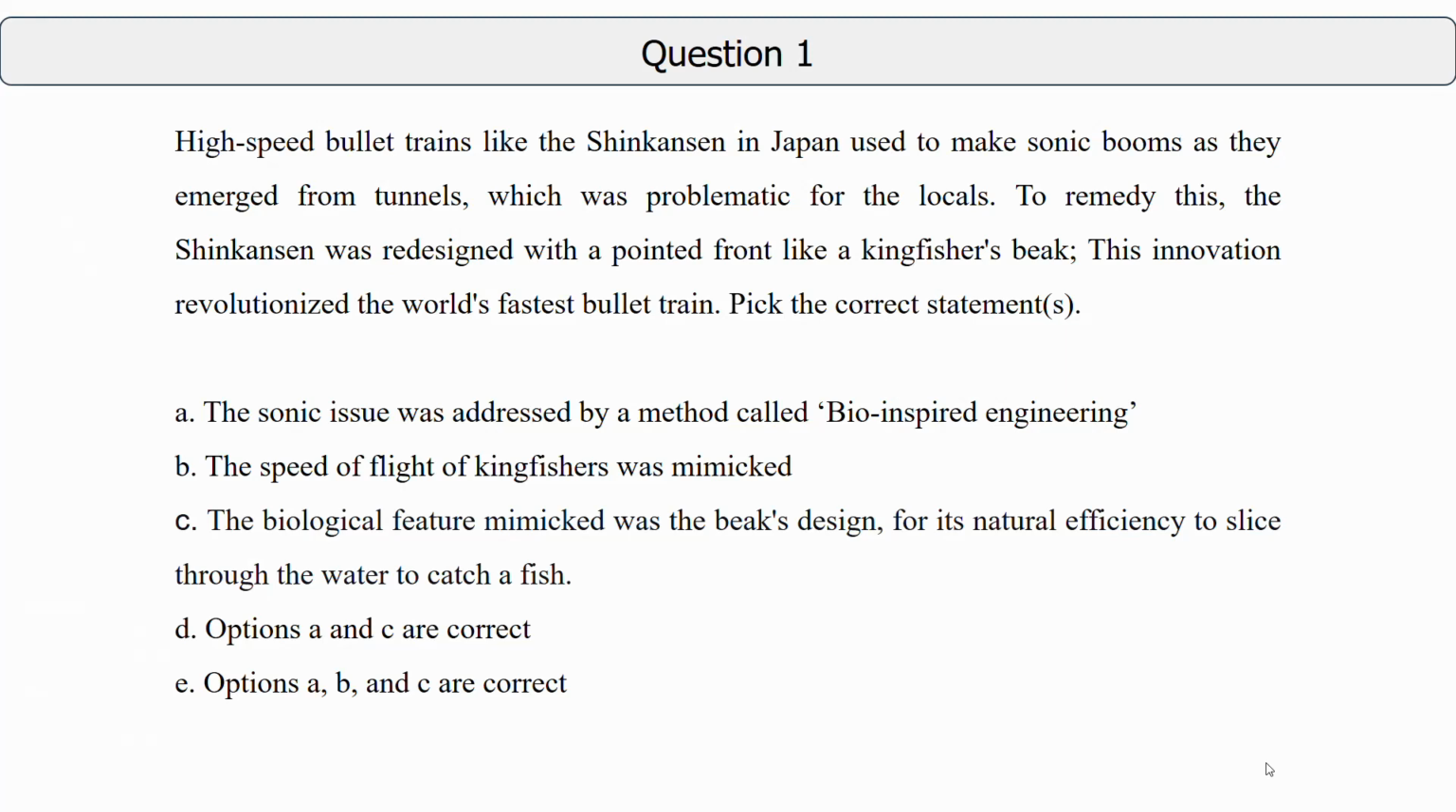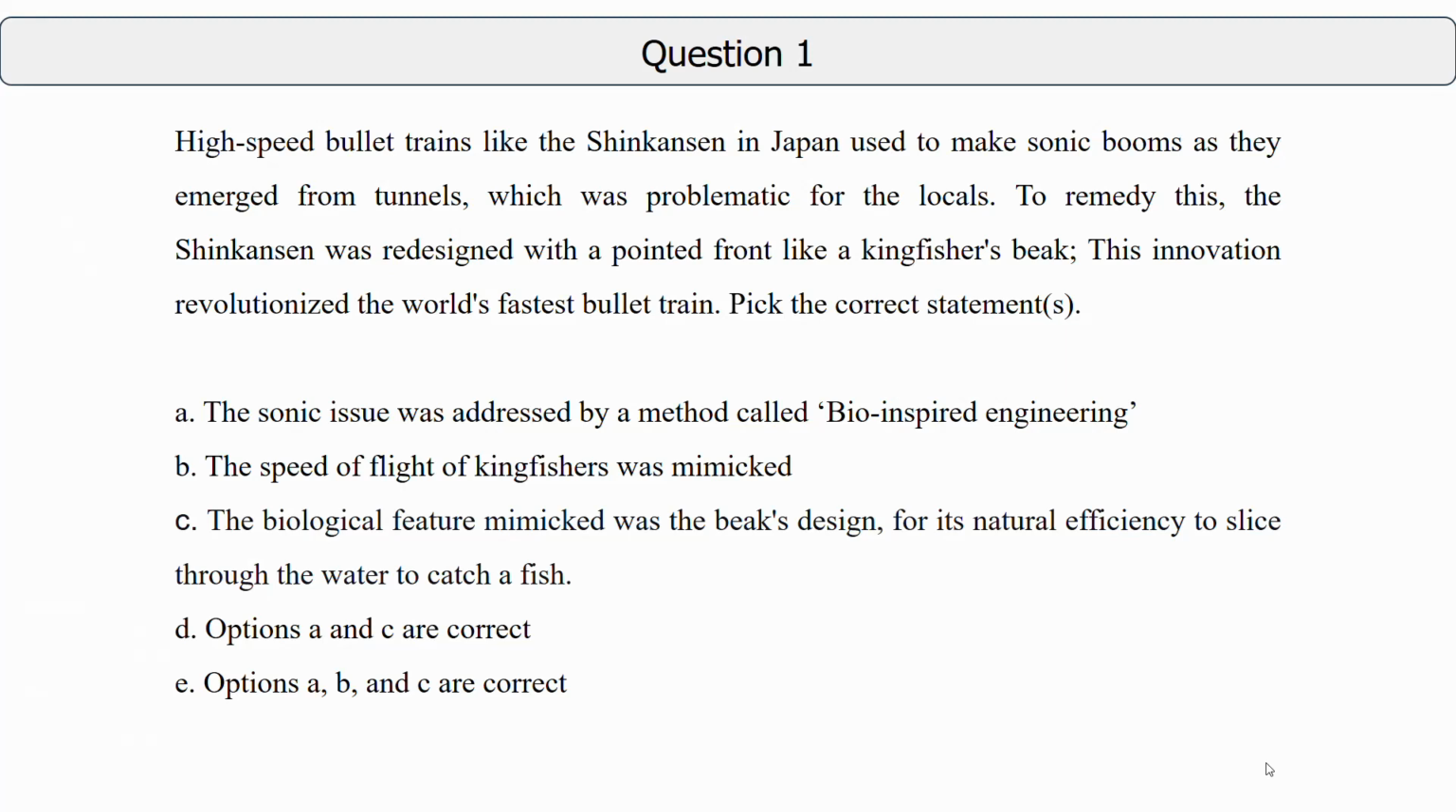Have you attended yesterday's session? Yes, sir. So what did she tell? Option D is correct, right? Hello? Yes, sir. Option D is correct. I just got confused. Okay, D.